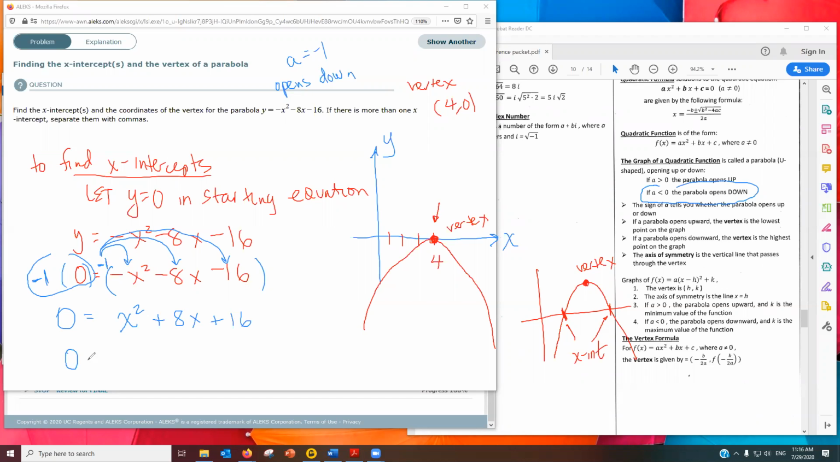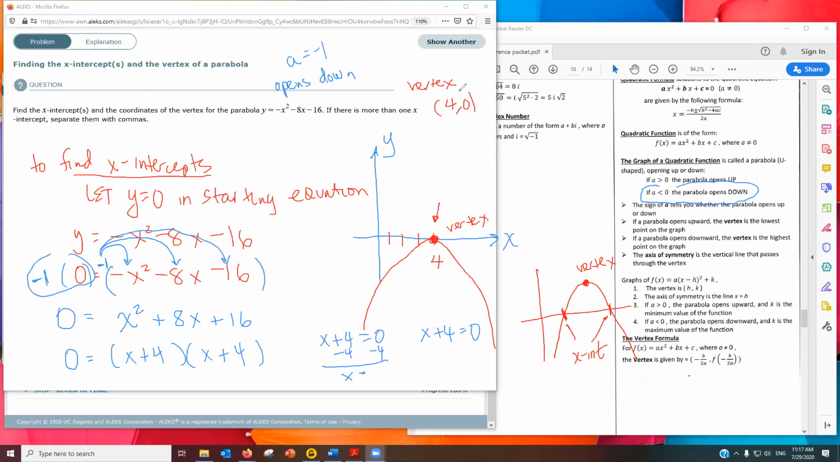So now let me try to factor this. Well, it looks like it's going to factor as x plus 4 times x plus 4. Now I set each one of these parentheses separately equal to 0. You remember this as the method to solve quadratic equations. I'm going to subtract 4 here. I get x equals -4. Let me double check here.